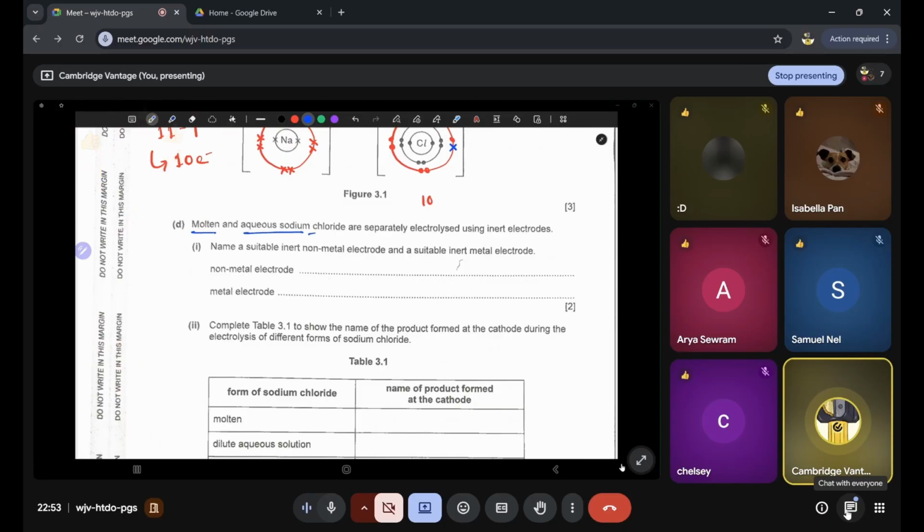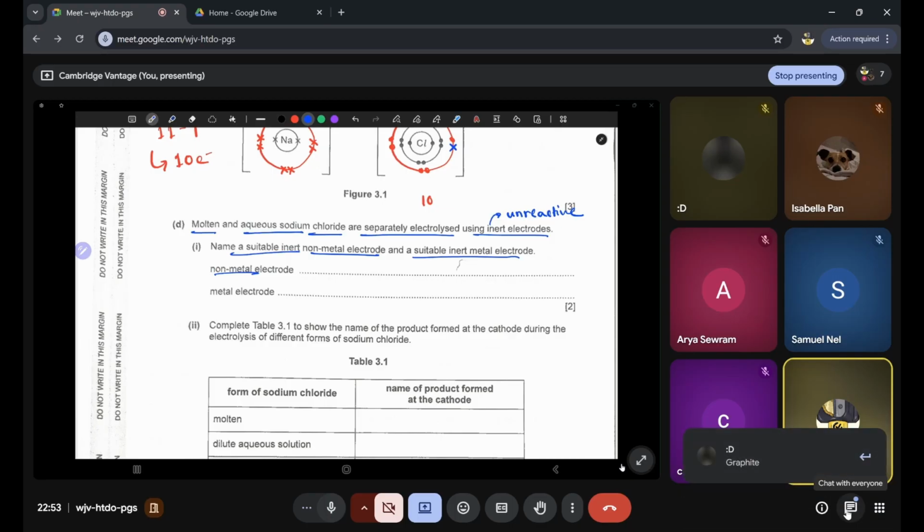Molten and aqueous sodium chloride are separately electrolyzed using inert electrodes. Inert means unreactive. Name a suitable inert non-metal electrode and a suitable inert metal electrode. So what could be a non-metal electrode? Yeah, graphite, or you could even write carbon. For metal, you will write platinum. So these are the suitable substances that you could use as an electrode. If you ask for non-metal or metal, it's just graphite or platinum.